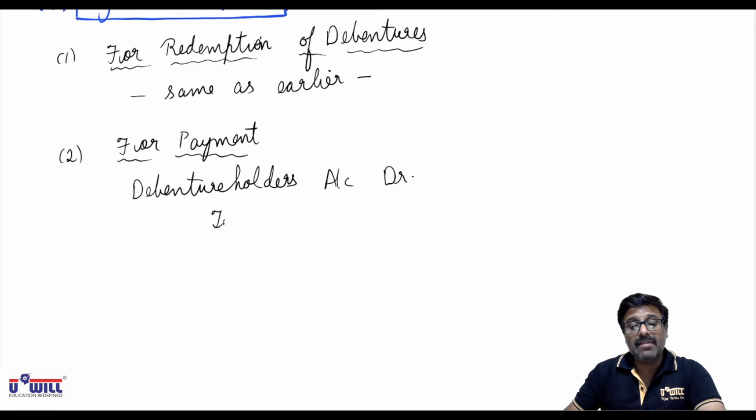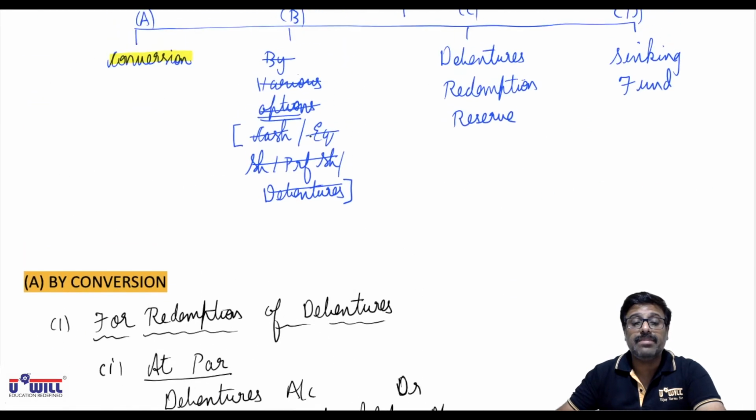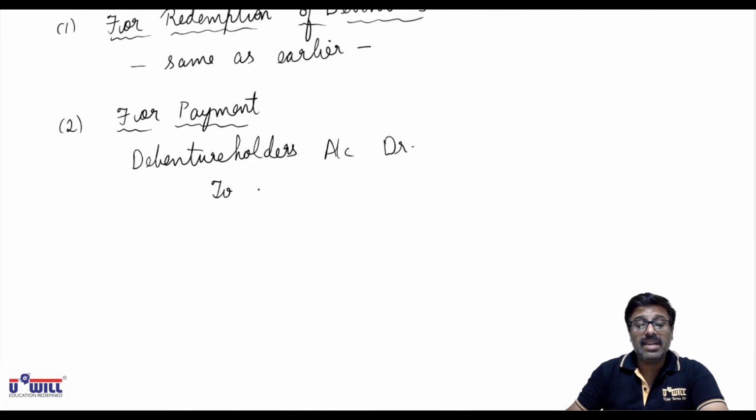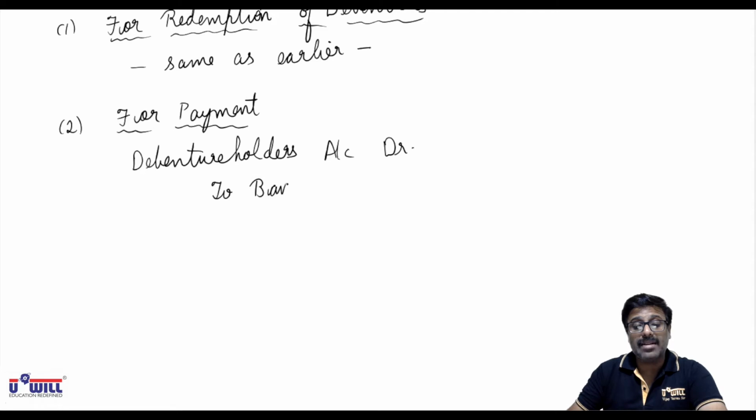Now, what all various options can we give them? We said we can give them cash or we can give them equity shares, or we can give them preference shares or we can give them debentures. So these are the various options which we can give to them. If we give them cash, then cash goes out, credit the giver, to bank account.